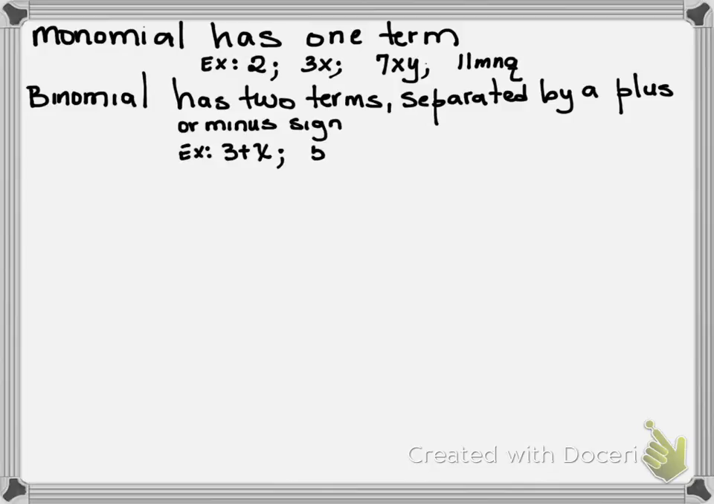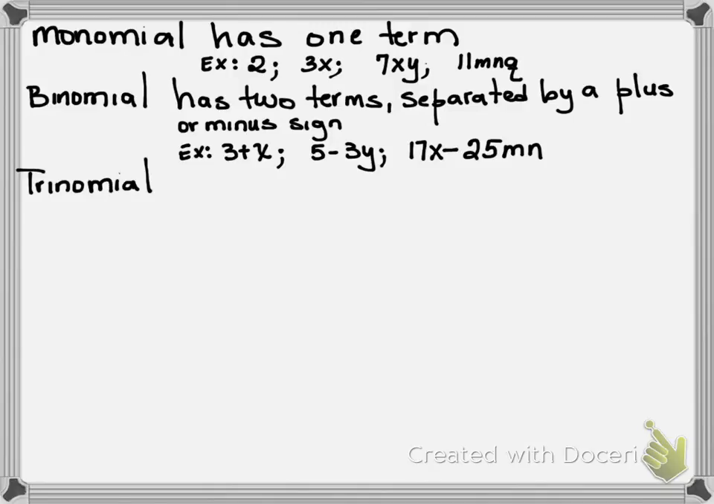Now let us look at an example. 3 plus x, 5 minus 3y, 17x minus 25mn. Those are binomials. Notice there's a sign between the two terms.